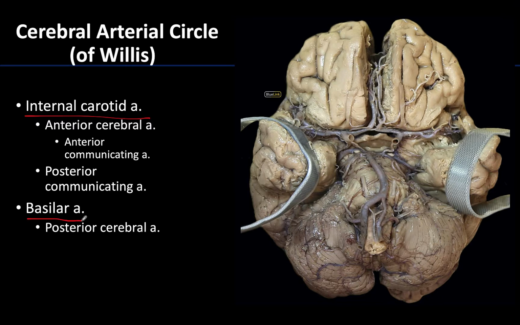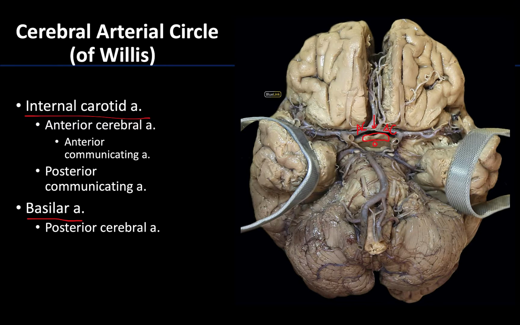And the circle will surround the infundibulum or pituitary stalk of the pituitary gland, as well as the optic chiasm, which are going to be more medial to the circle of Willis. So you can see it surrounding that region. It is going to be composed of the anterior cerebral arteries, connected by the ever so small anterior communicating artery. So that's where you're getting communication from the different branches of the ICA.